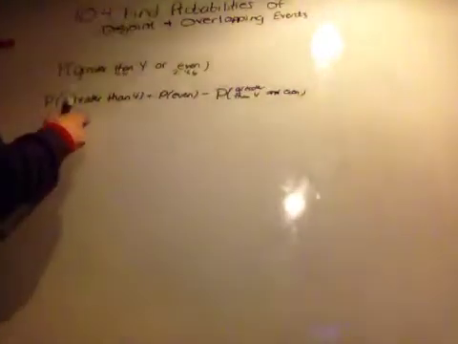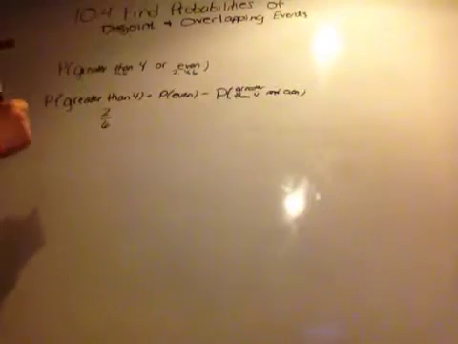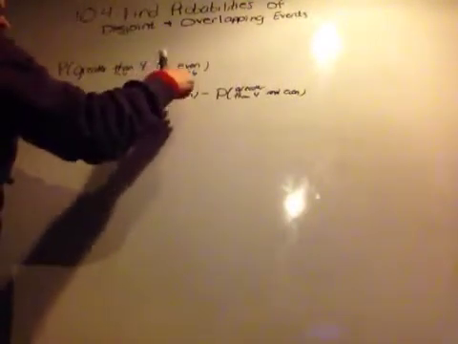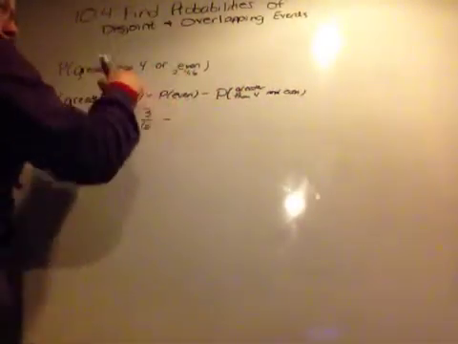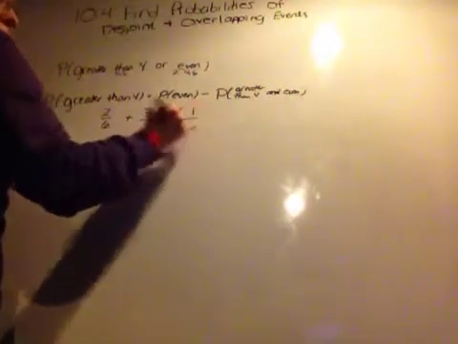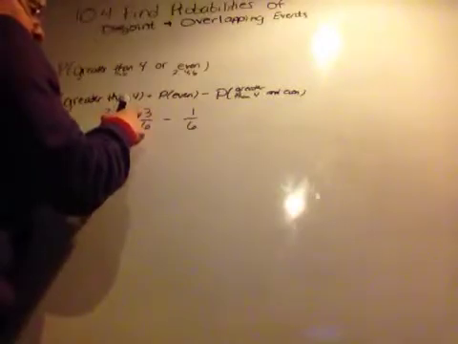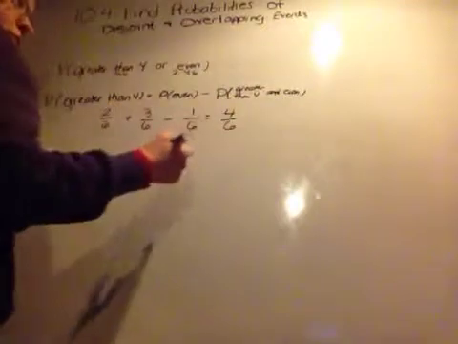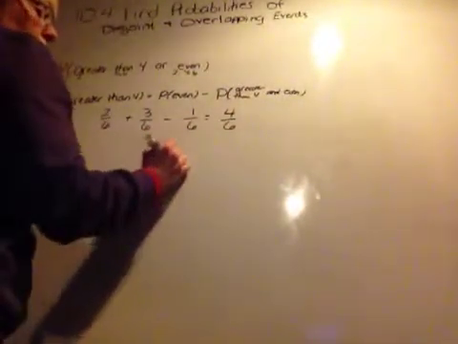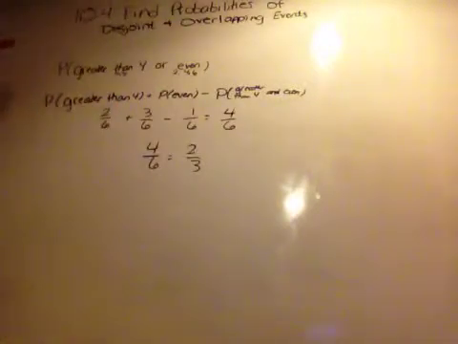For the probability greater than 4, we have 2 numbers greater than 4, so 2 out of 6. For the probability that it is even, we have 3 numbers that are even out of 6. And then for the probability that it is greater than 4 and even, there's one number in both of those, so we subtract off 1/6. 2 plus 3 is 5, minus 1 is 4, so this simplifies to 4/6, and 4/6 we can reduce to 2/3. Looking at our answer choices, the answer is going to be C.